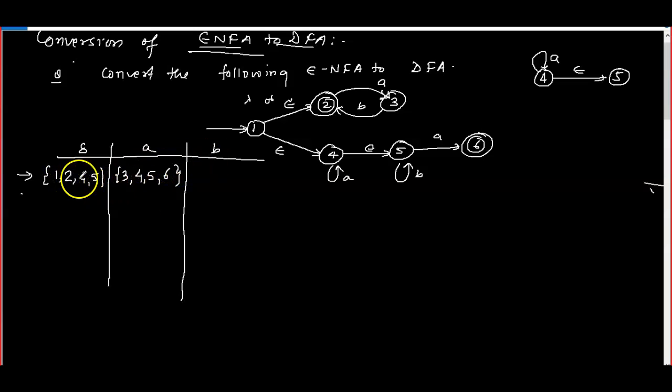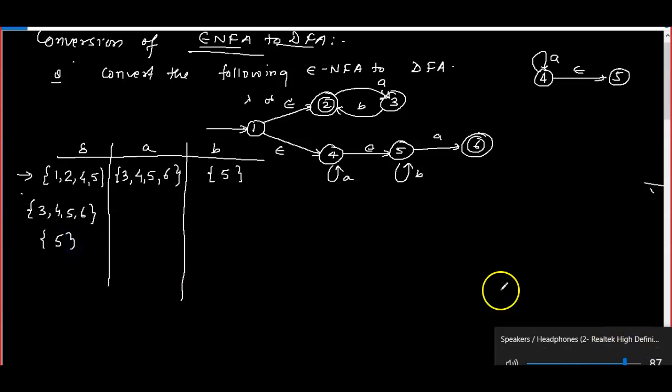Next, check for B. 1 on B is nothing. 2 on B also nothing. 4 on B is not there either. 5 on B is 5. And 6 also no, because 6 requires A. Only 5. Any doubt here? So the new states are 3, 4, 5 and 6, so I should write it here. And 5 is also a new state, so I should write it here.